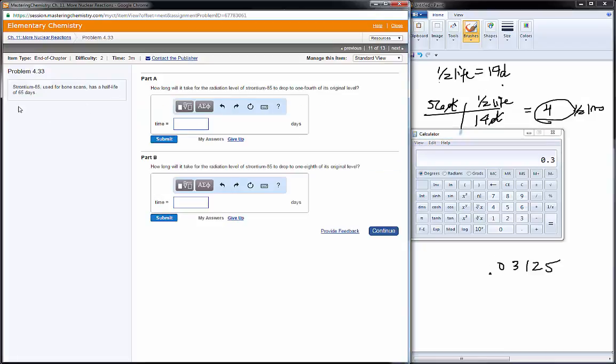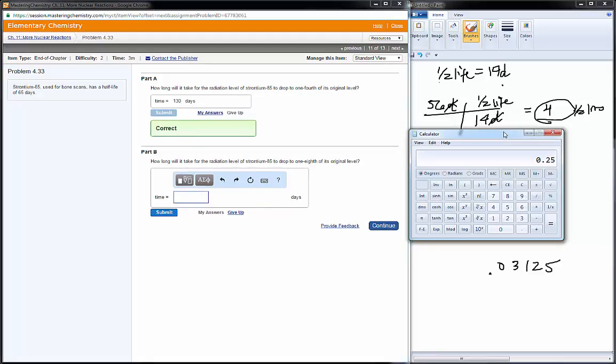Here, if I've got a half-life of 65 days, how long would it take to drop to 1/4 of the level? That is, if you initially start with an amount, after 1 half-life, you'll have half as much. 2 half-lives is where you get 1/4 as much. So 2 half-lives is 2 times 65. That's going to be 130 days. And 1/8 of its original level, let's divide by 2 again. That's 1/8. So that's 3 half-lives. So 3 times 65 is 195 days.